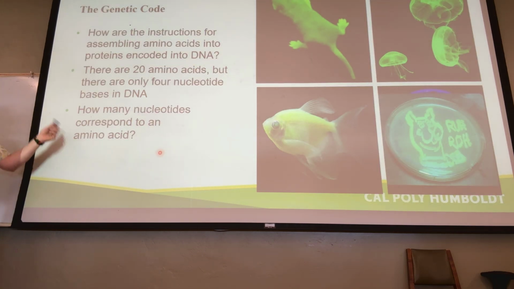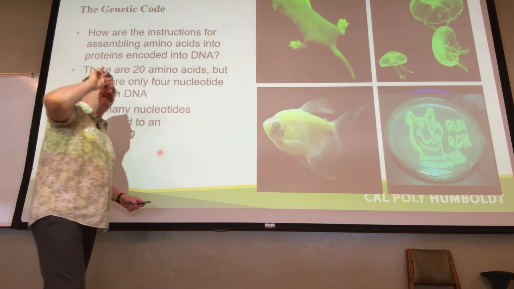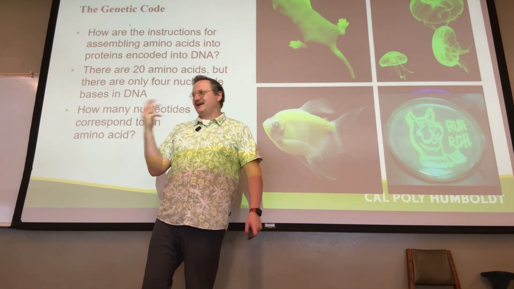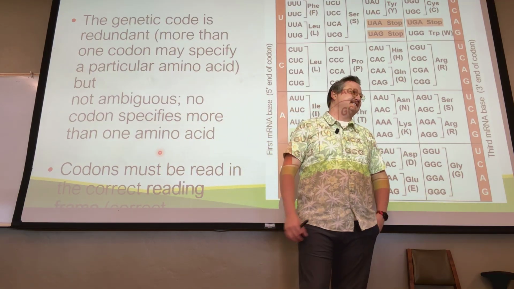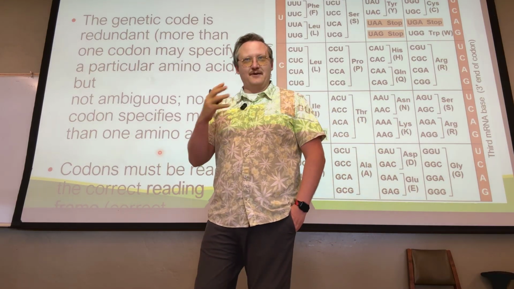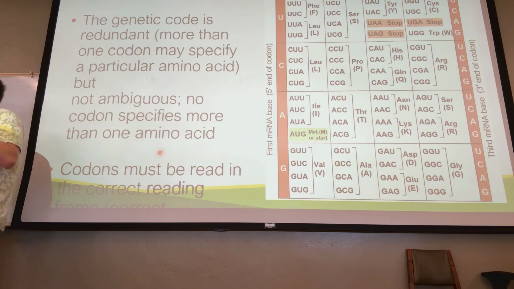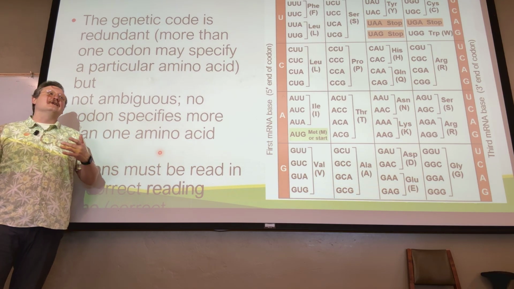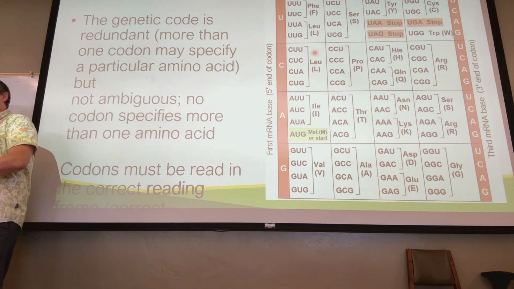So in this, it says, hey, how many nucleotides correspond to an amino acid? It's 3. All right? A codon is 3 nucleotides long, and each codon corresponds to a specific amino acid. Now, there's 64 combinations and only 20 amino acids. So that means that either the codons aren't super specific or that there's redundancy built into the code. In other words, multiple codons can encode the same amino acid.